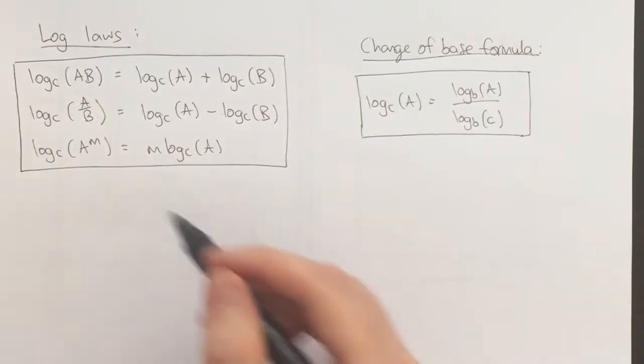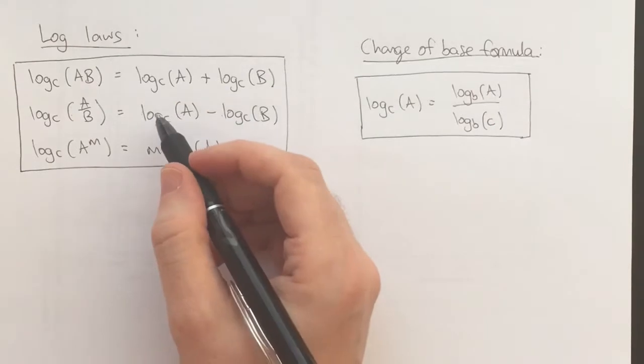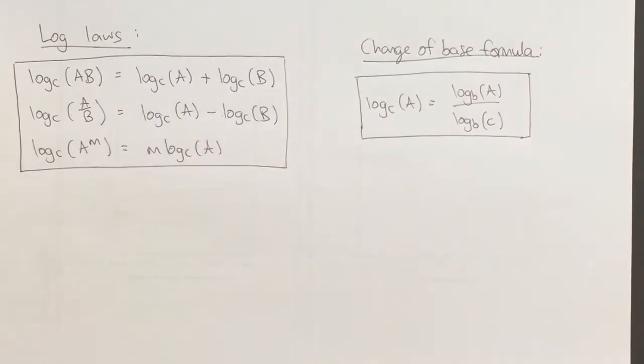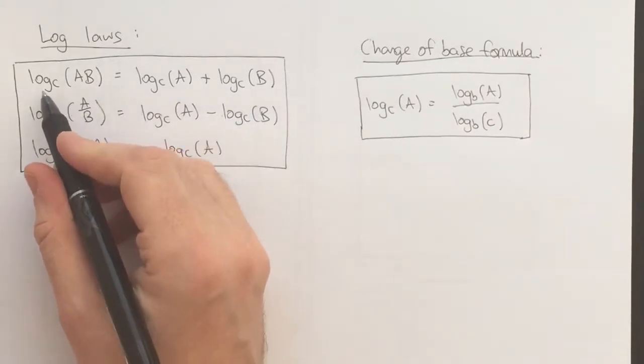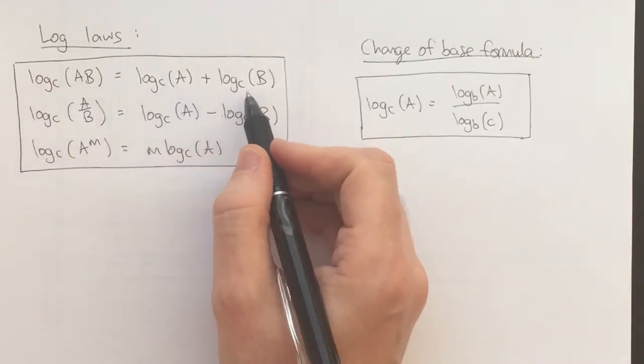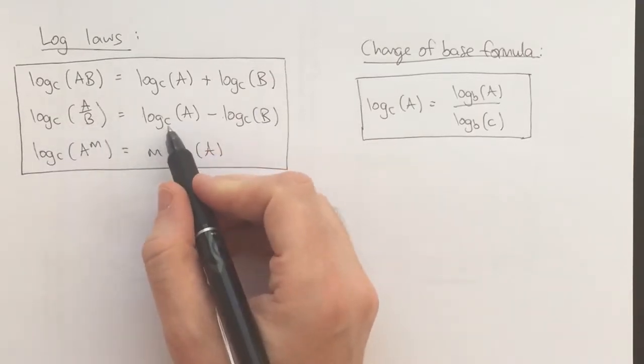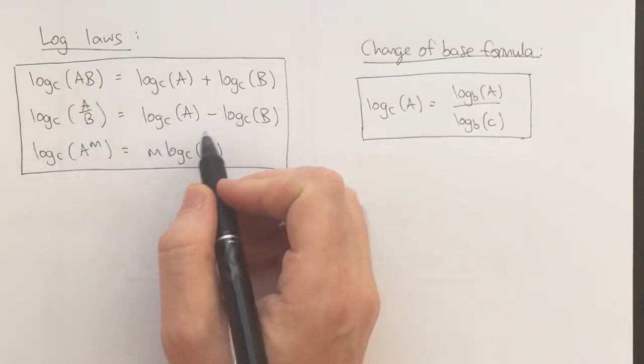In this video, we're going to be focusing on the log laws and the change of base formula. In calculus in particular, there are three log laws that you need to know. For any base c, log to the base c of ab is equal to log to the base c of a plus log to the base c of b. Log to the base c of a divided by b is equal to log to the base c of a minus log to the base c of b.